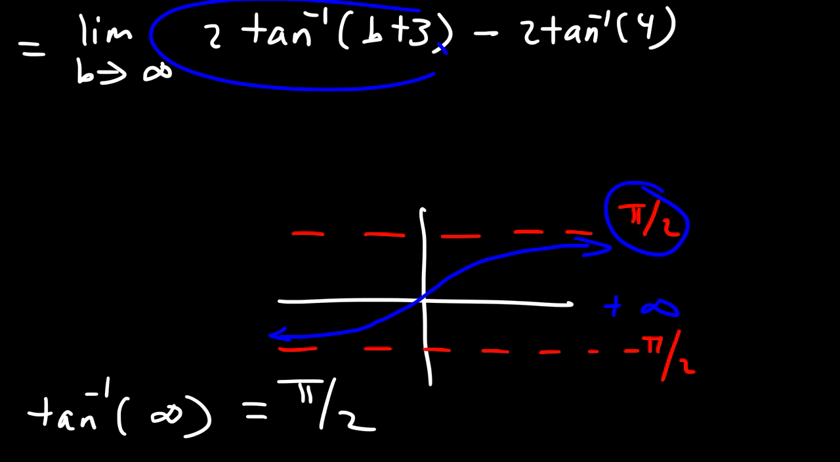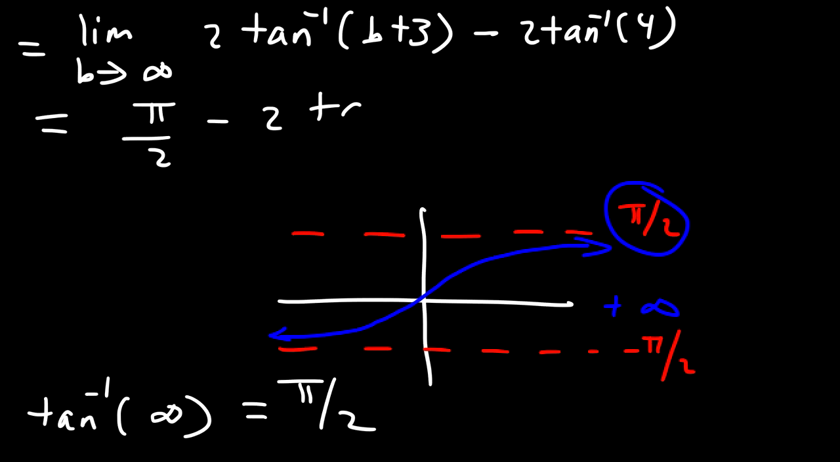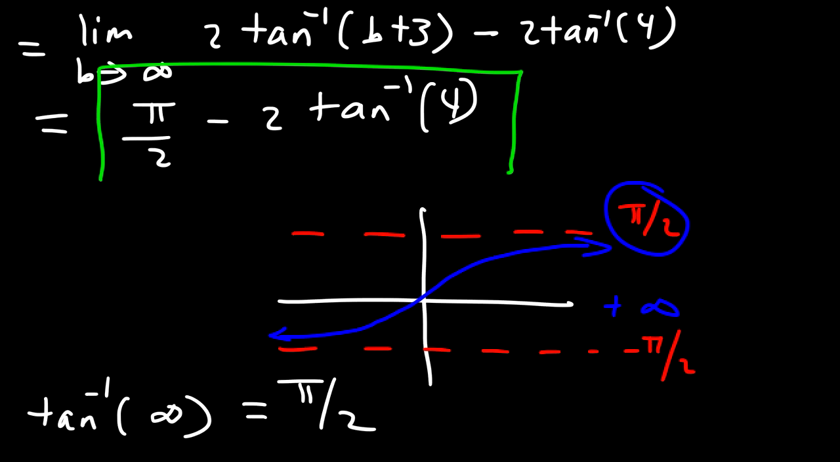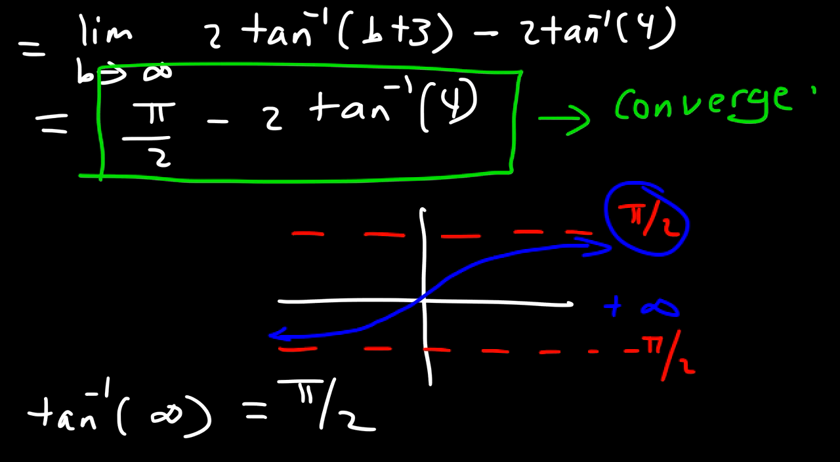So this part, as b goes to infinity, is going to converge to pi over 2. So this expression, pi over 2 minus 2 arctangent of 4, has a finite value, which means that the integral converges. And so if the integral is convergent, then the series will also converge. And that's the final answer.